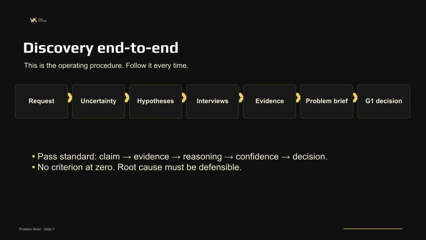The entire discovery procedure follows a clear chain: request, uncertainty, hypotheses, interviews, evidence, and finally, the G1 decision. Follow this process to ensure your work is defensible every time.